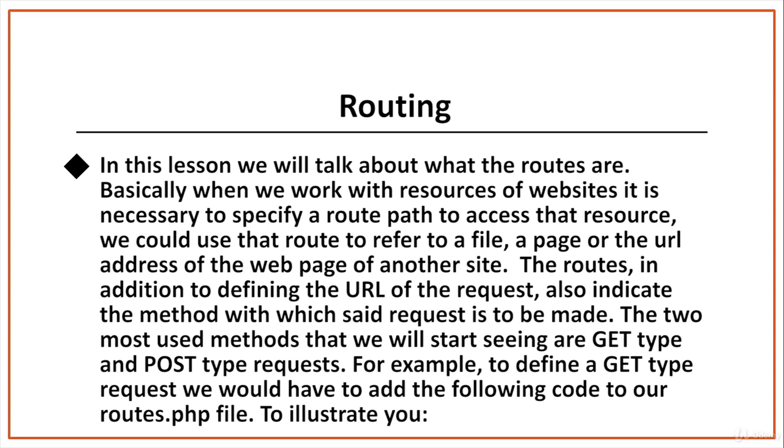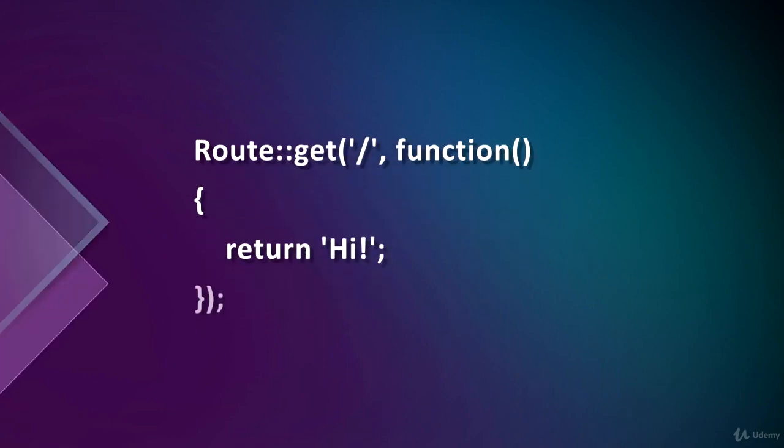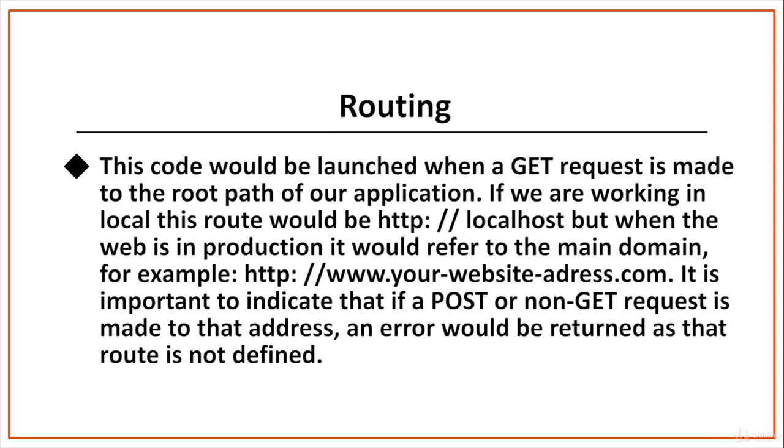And the two most used methods that we would start seeing are GET type and POST type requests. For example, to define a GET type request, we would have to add the following code to our routes.php file. To illustrate, you can look at the screen now. This code will be launched when a GET request is made to the route path of our application.